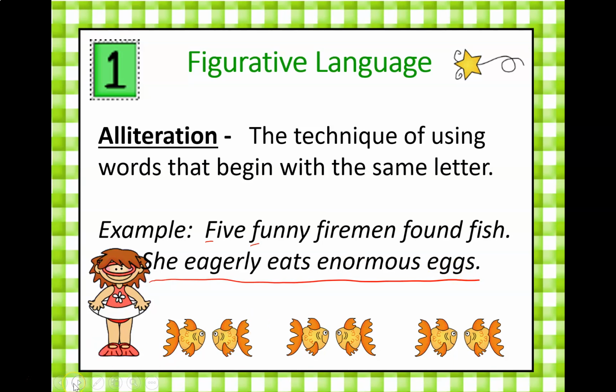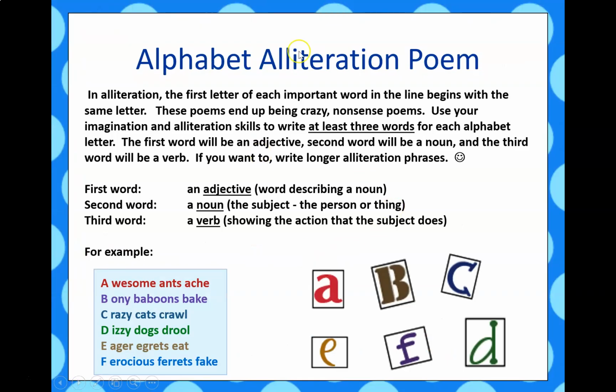So, like I said, today's poetry style is actually an alliteration, and these are alphabet alliterations. So let me read to you the hubbub first, and then I'll get into some examples. So this says, in alliteration, the first letter of each important word in the line begins with the same letter. These poems end up being crazy nonsense. It says, use your imagination and alliteration skills to write at least three words for each alphabet letter. The first word will be an adjective, so remember that's the one that describes something. Your second word will be a noun, and a noun is a person, place, or thing. And then the third word is going to be a verb, and a verb is your action word.